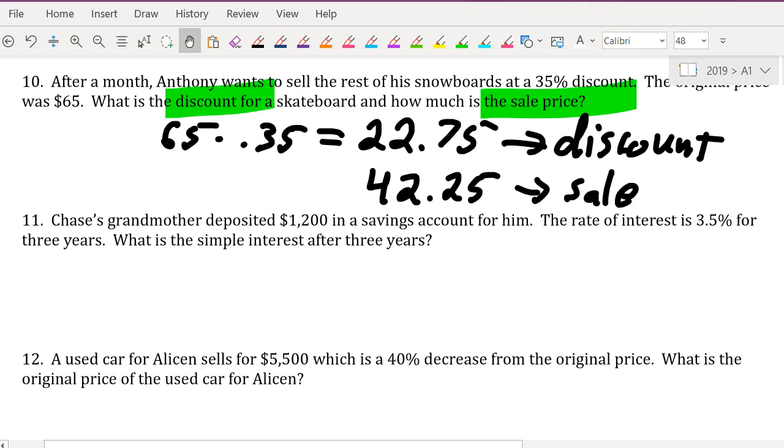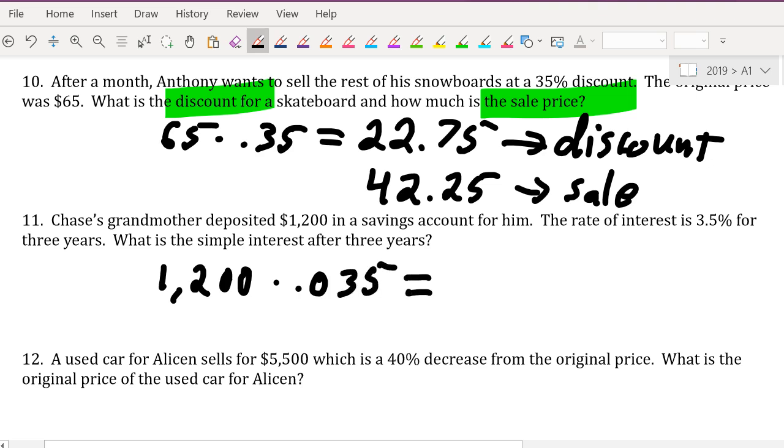All right, Chase's grandmother gave him $1,200. Rate of interest is 3.5. How do we find that? 0.035. Very good. And that gets you something.